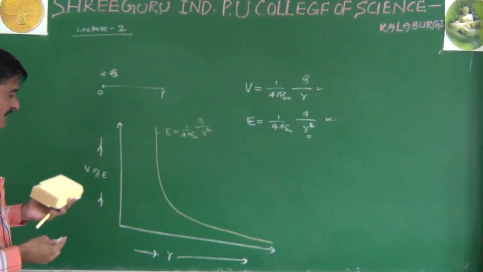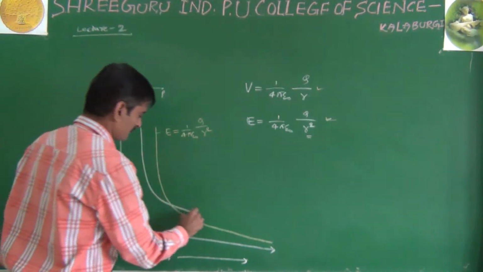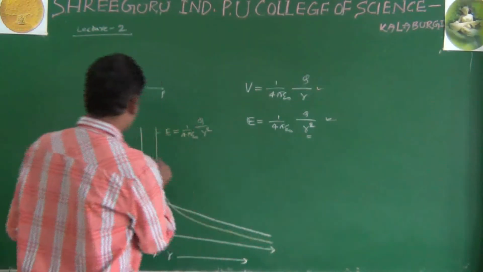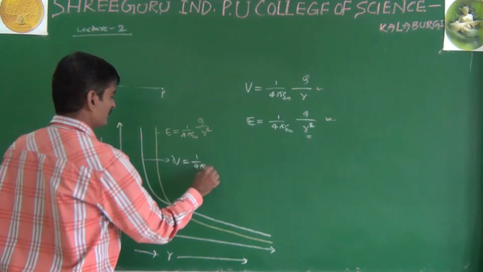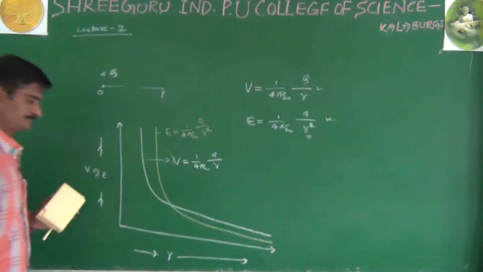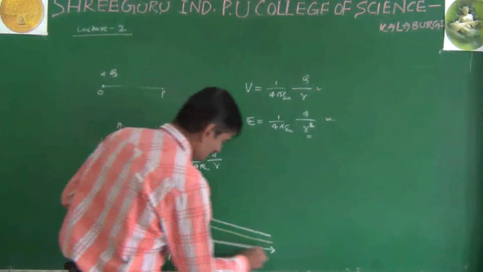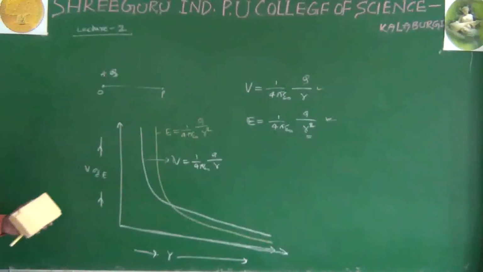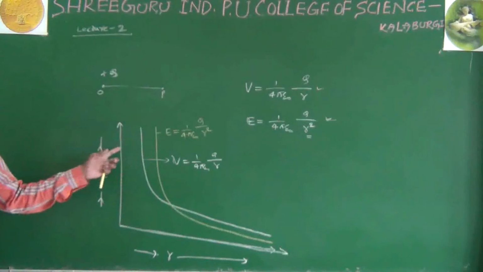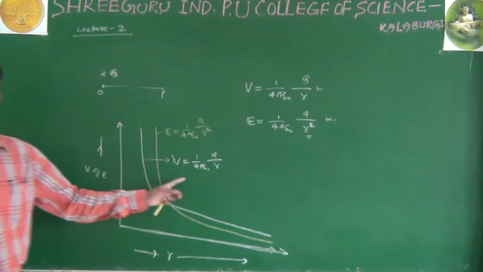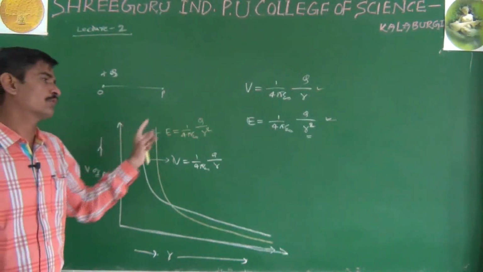Right. So now electric potential. For the electric potential, the graph will be like this. So this is the graph for electric potential. It is V is equal to 1 by 4 pi epsilon naught Q divided by R. So if you compare the graphs, you will get something like this. Better you see this graph in the books, it will be far better. So this is the variation of electric field intensity and electric potential with respect to distance for the same source charge.